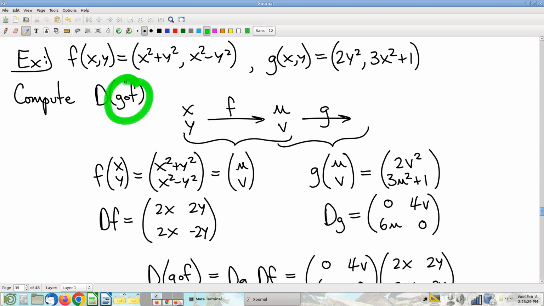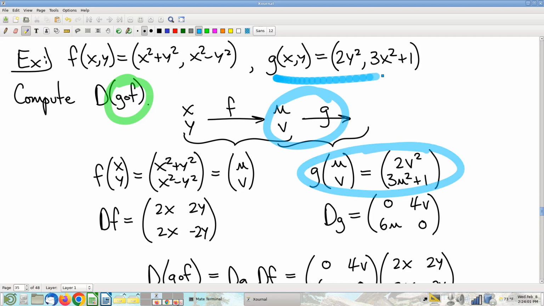So here you go. When the question says you want to compose, or if you find yourself in a circumstance where you're composing functions, get your variables straight. If f is going to be a function of x and y, then the outputs cannot be called x and y. They have to be called something else, let's say u and v. And if the outputs from f are going to be u and v, that means the inputs to g need to also be u and v. So I've got to rewrite my g just in terms of these new dummy variables, u and v.